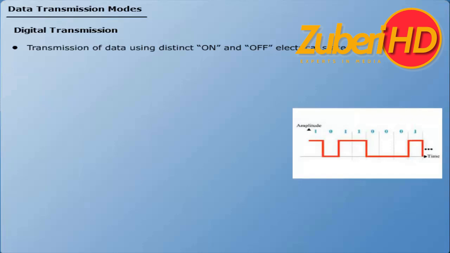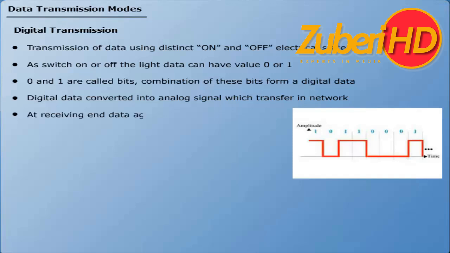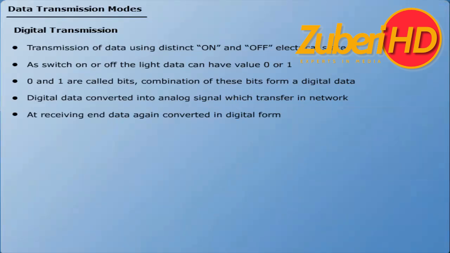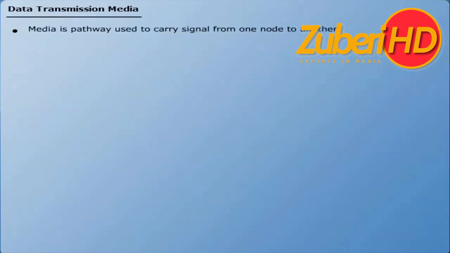As you can switch on or off your light, the data bit can have values like 0 or 1. The combination of these bits forms the digital data. Digital data can be converted into analog signal which is then transferred from one computer to the other. At the receiving end, it is again converted into digital signal. Data transmission media is the pathway used to carry a communication signal from one node to another.